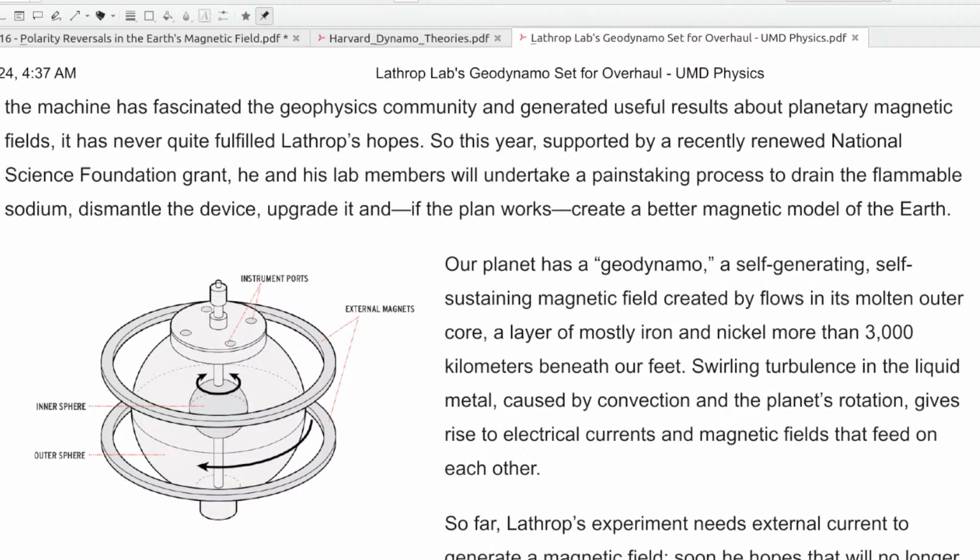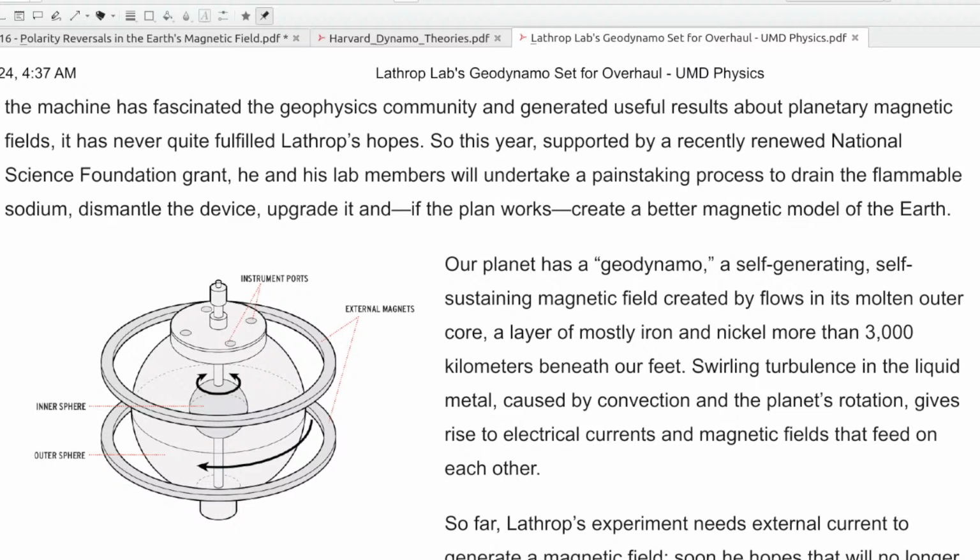So this year, supported by a recently renewed National Science Foundation grant, he and his lab members will undertake a painstaking process to drain the flammable sodium, dismantle the device, upgrade it, and if the plan works, create a better model of the magnetic field of the Earth.